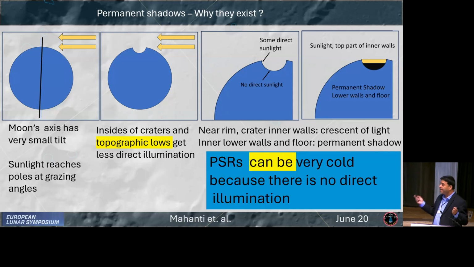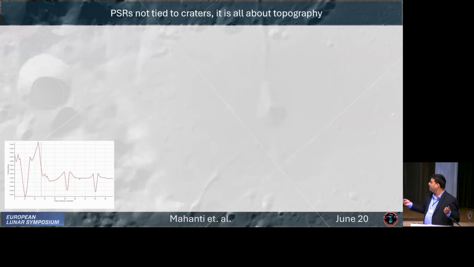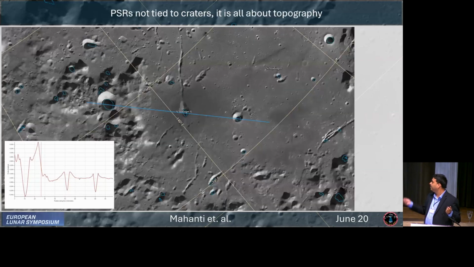Now, PSRs can be very cold because there is no direct illumination. The emphasis here is on the words can be, and I'll get to that later in the talk. So here's a question. Which one of these is a PSR? It's an elevation profile, right? So here's the thing. All three of them are actually PSRs.